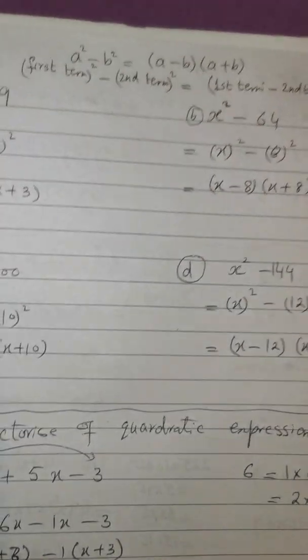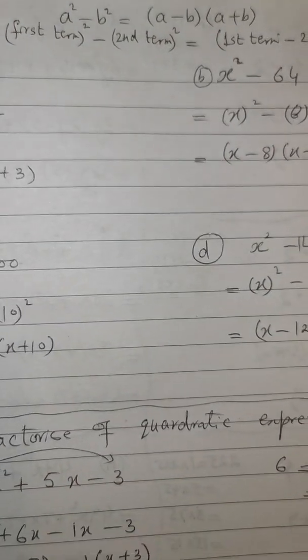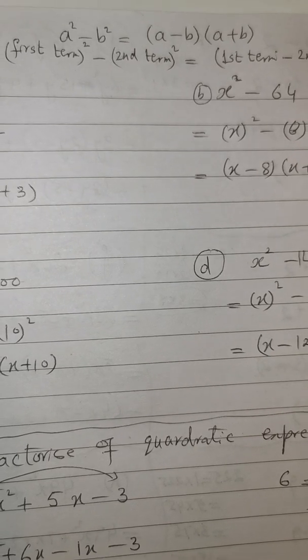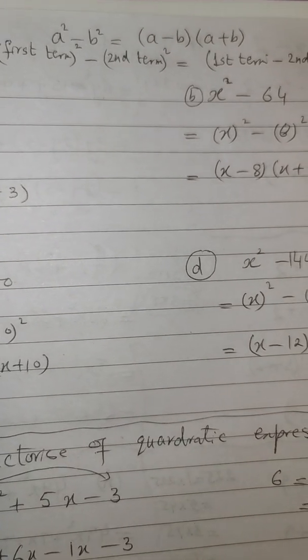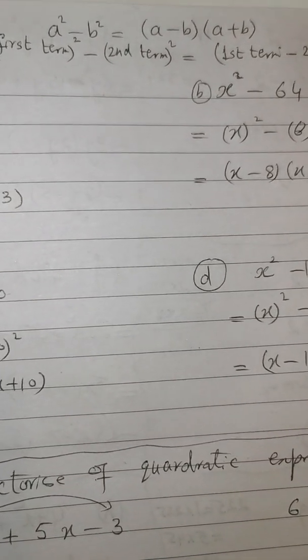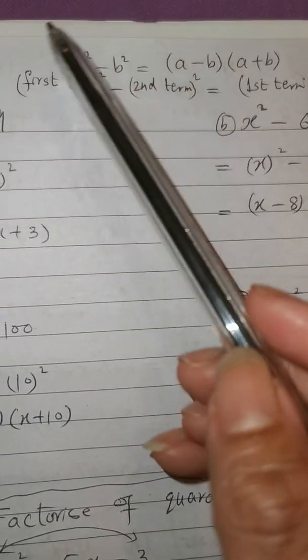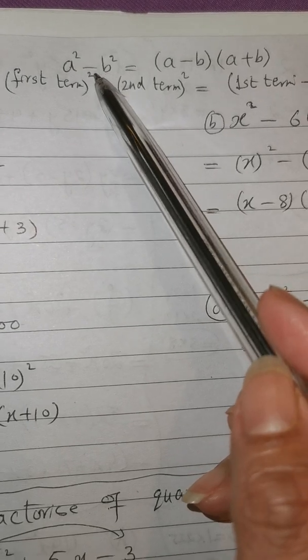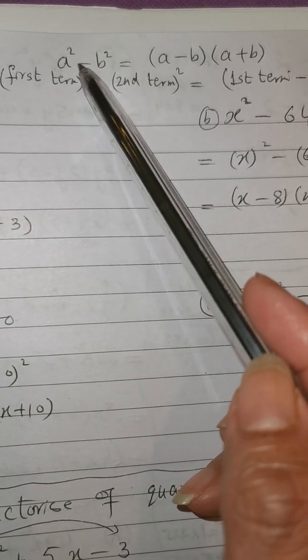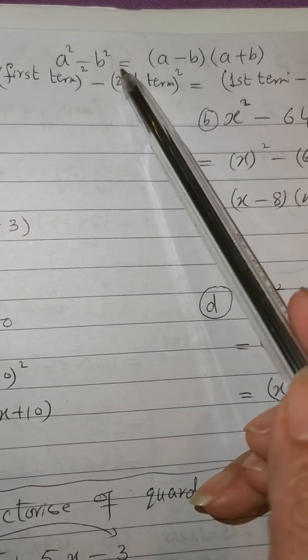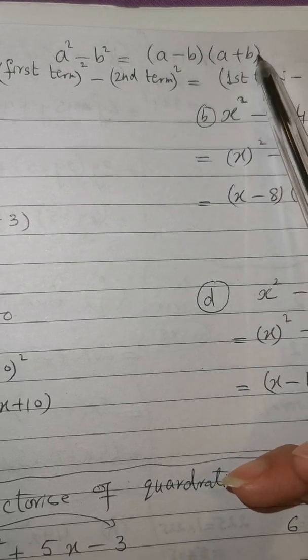In this video, we will learn about the formula and the factorization by using this formula. Basically, you have to memorize this formula like that: a square minus b square. If they have given this thing, then the formula is equal to a minus b, a plus b.